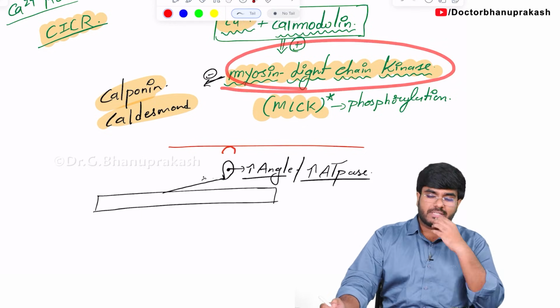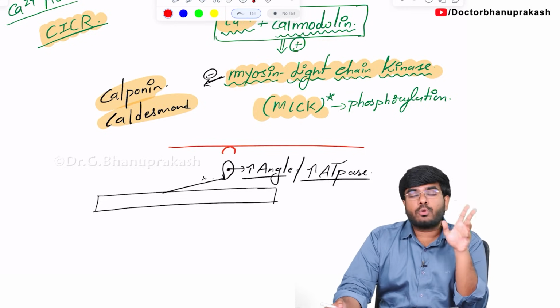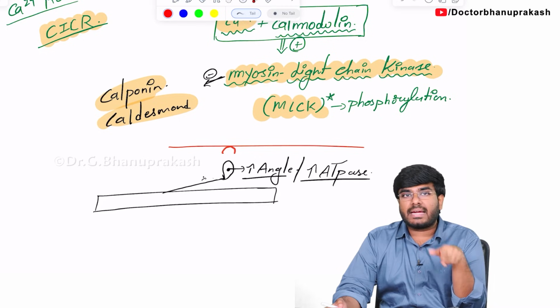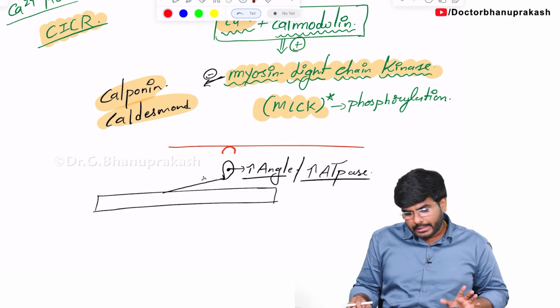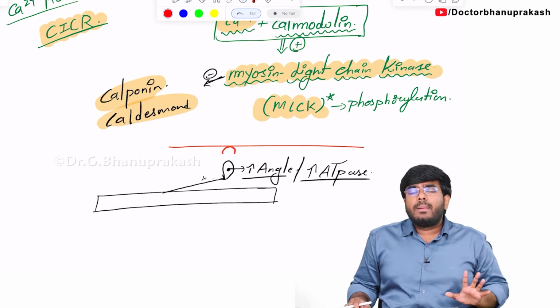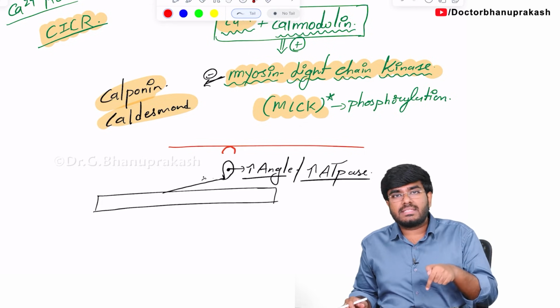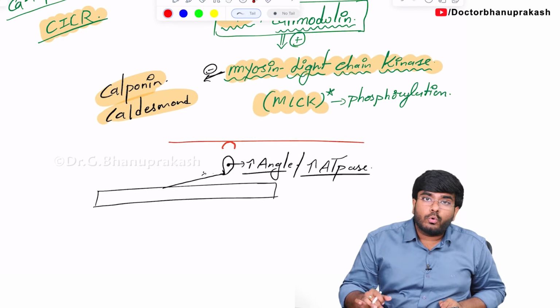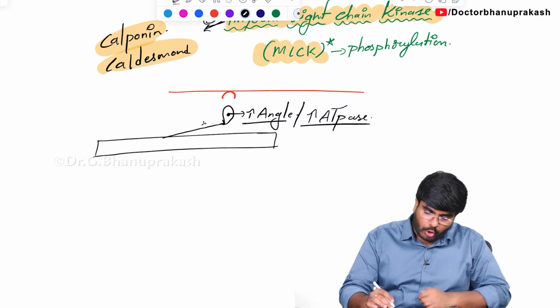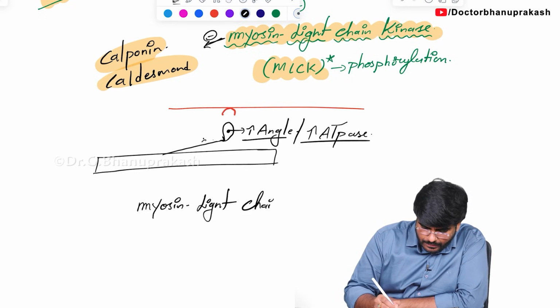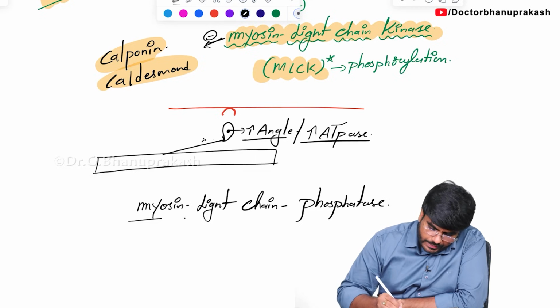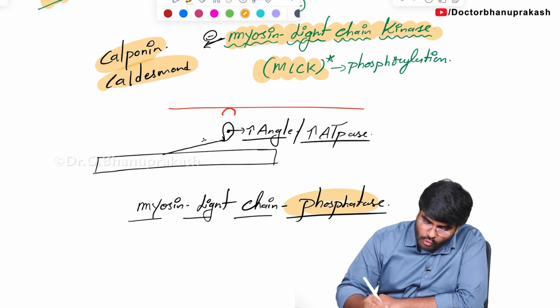So now tell me, what are the two important events of this myosin light chain kinase? It is going to increase the angle and the ATPase activity, and the same enzyme is also going to inhibit calponin and caldesmon. So muscle contraction will occur. And tell me, how is this muscle going to relax? What do you need to do? Again, there is one more enzyme called myosin light chain phosphatase. MLCP, myosin light chain phosphatase.